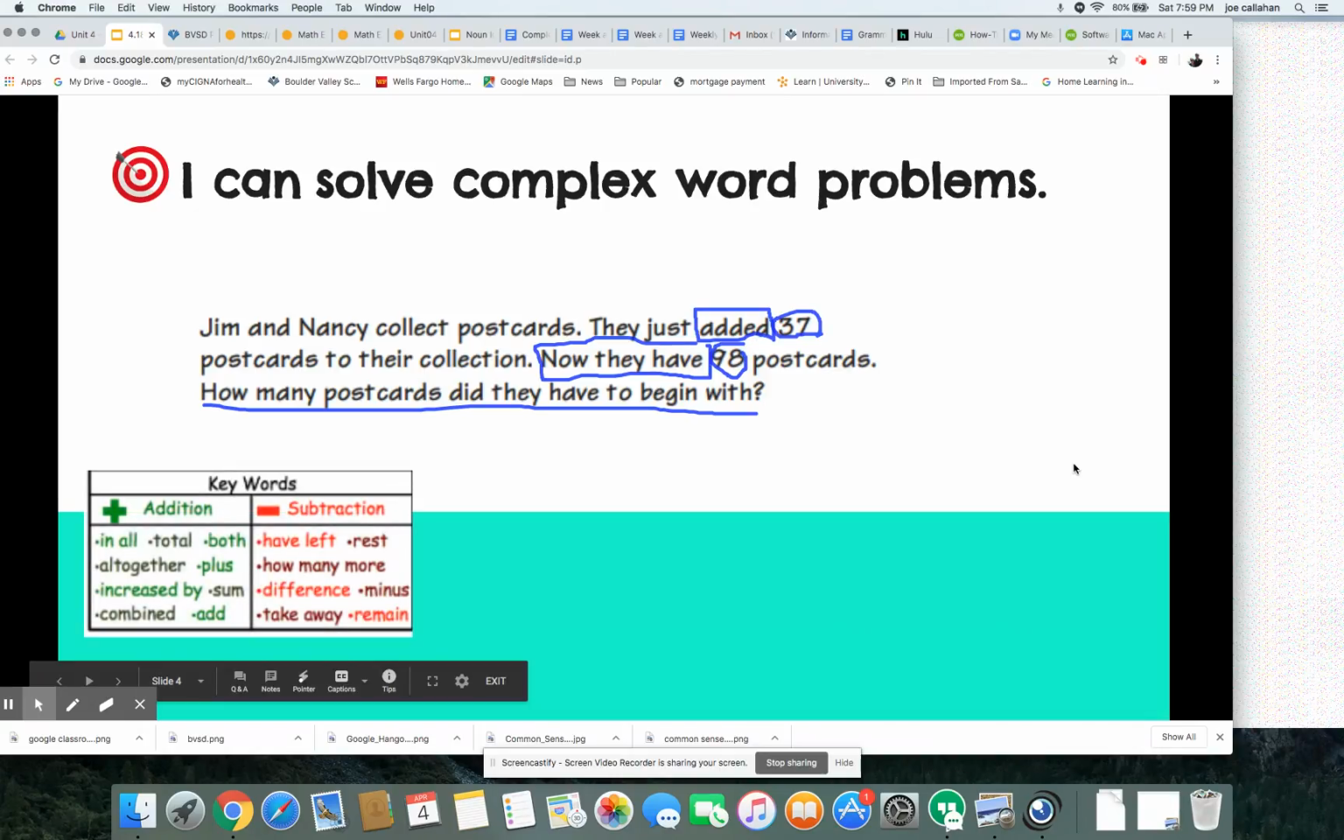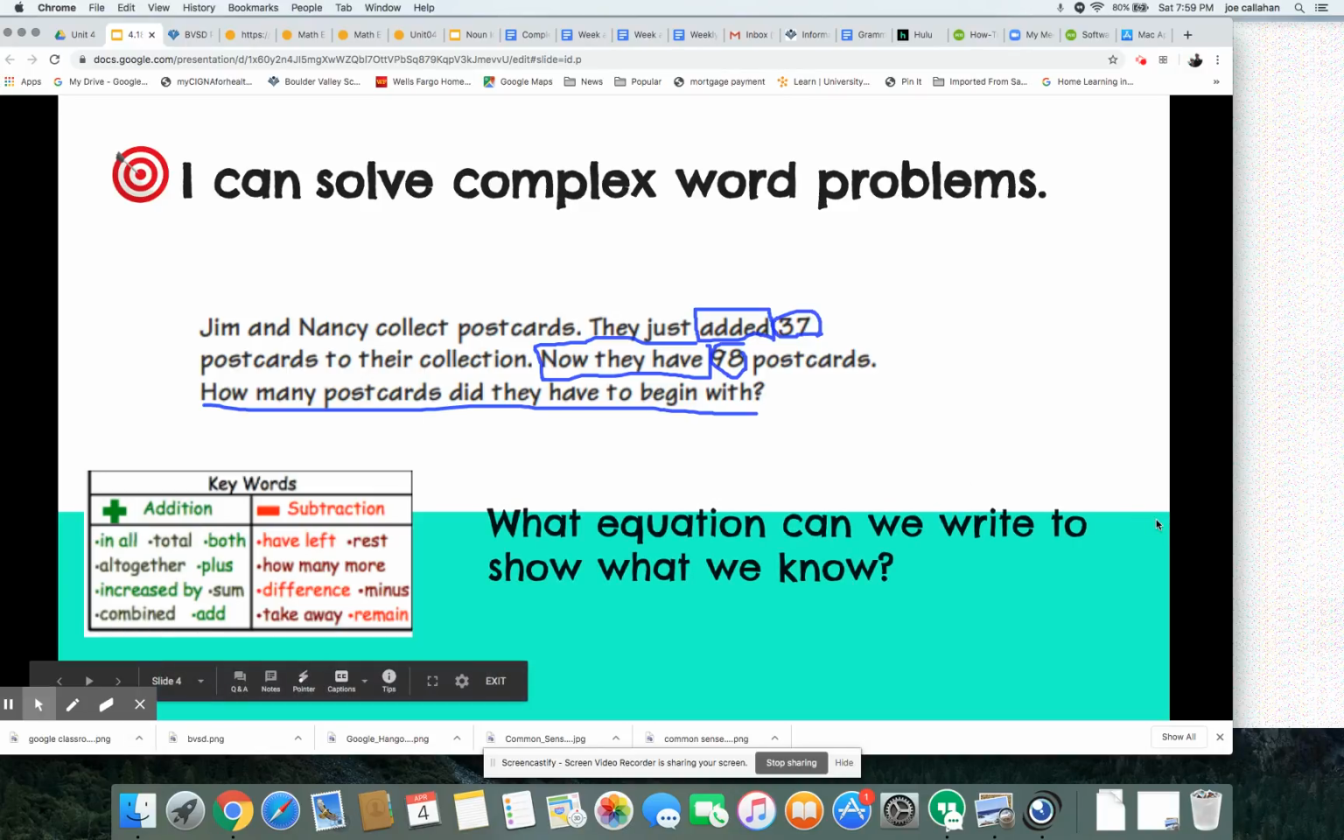So what do we know so far? If we use our keywords and we see something like add, we know that we're adding another addend on to our unknown to find our total. What equation would you write to show what you already know so far? Pause the video now and write it on the piece of paper in front of you so you can check your thinking with me in just a minute.